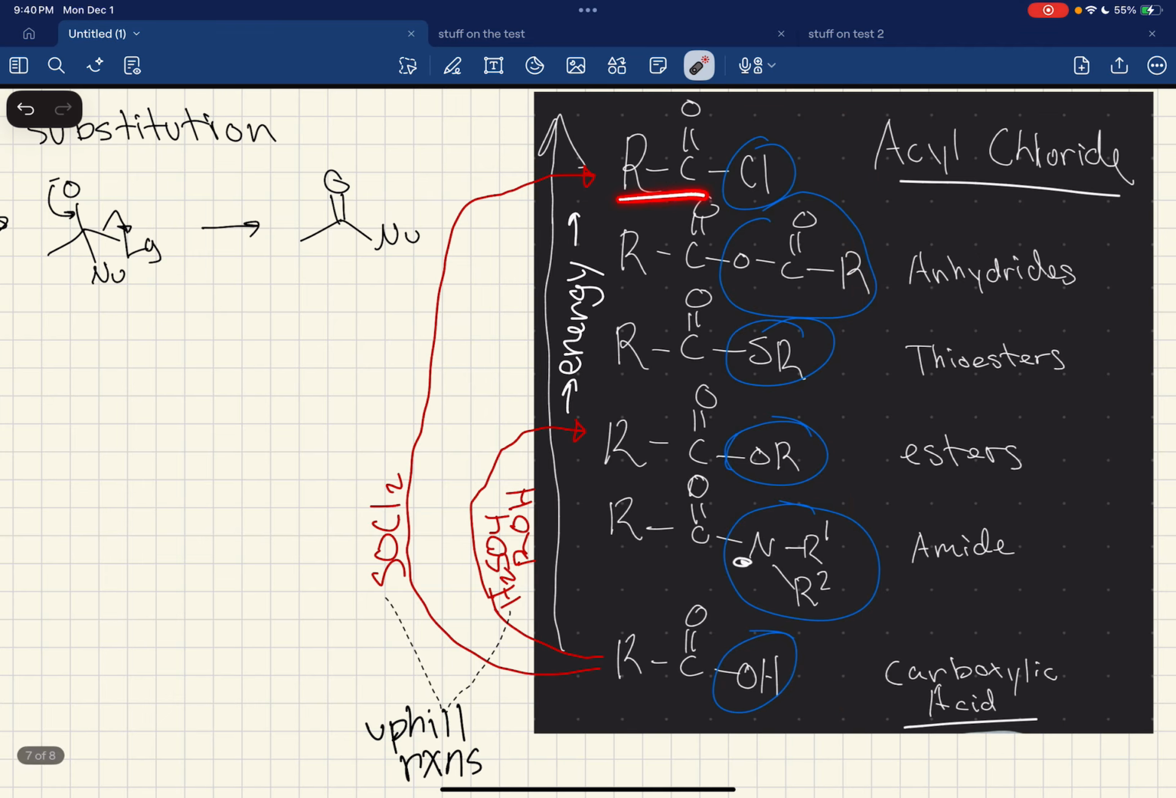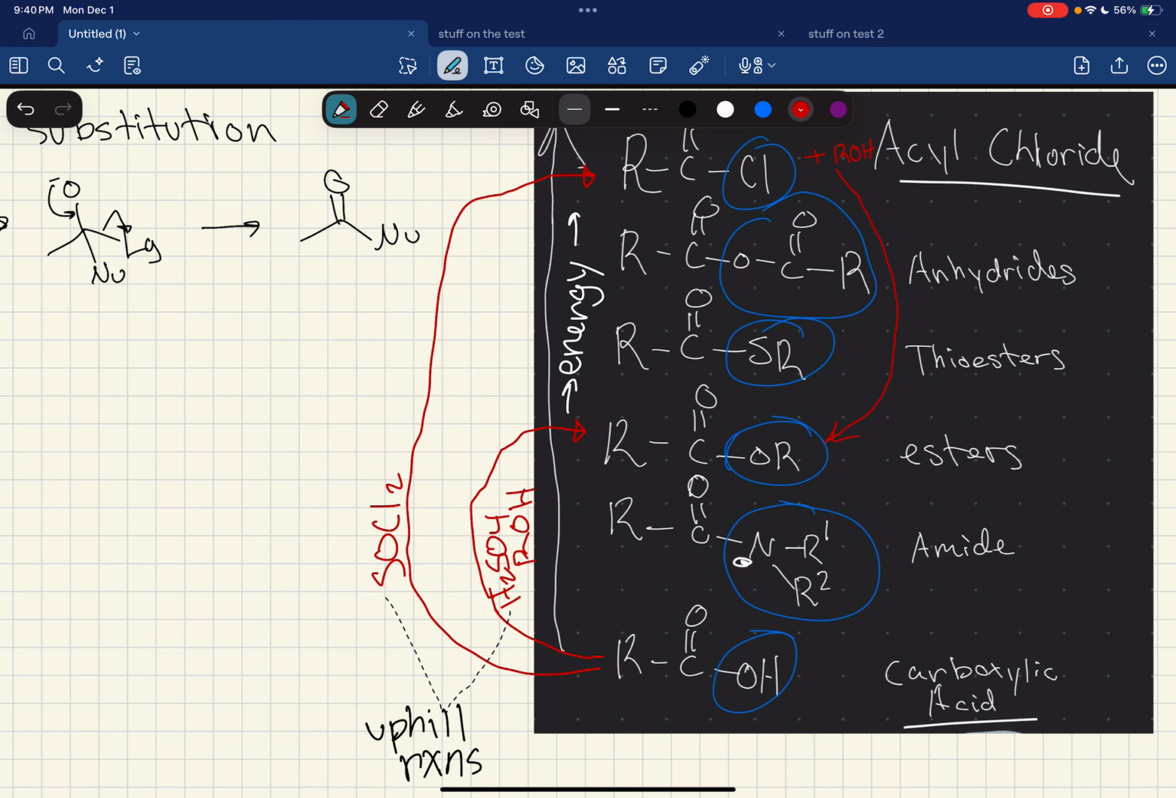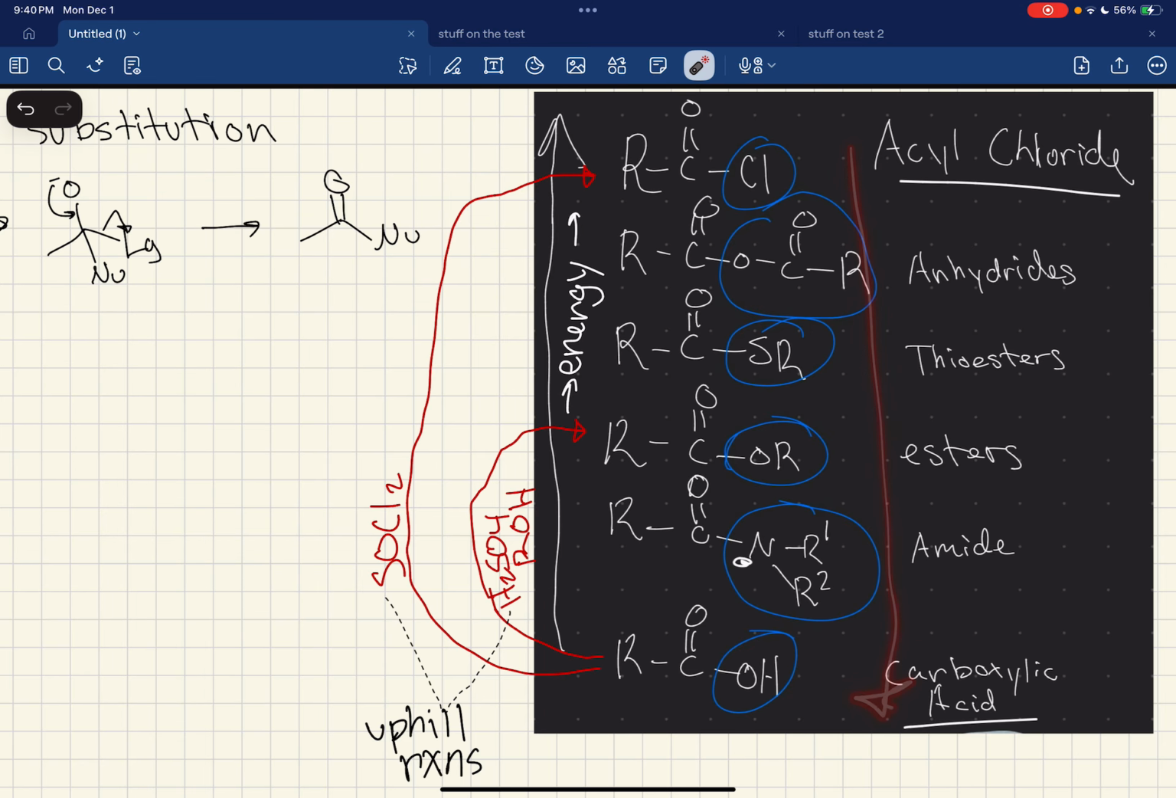If you're going to put an acyl chloride in the presence of, for instance, an ROH, you're going to fall back down and react with this. It's going to follow the same mechanism, but you're going to go down to this, and it's going to form that product. So all of these reactions will be going downhill with two exceptions.